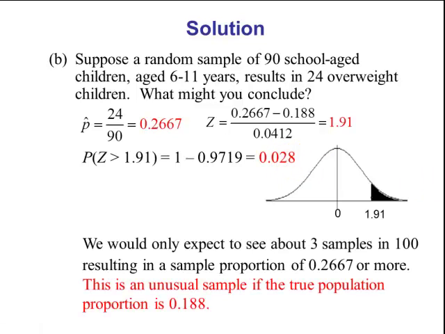What might we conclude? We would only expect to see about 3 samples in 100 resulting in a sample proportion of 0.2667 or more. This is an unusual sample if the true population proportion is 0.188. So it could be that the actual population proportion is higher than this.